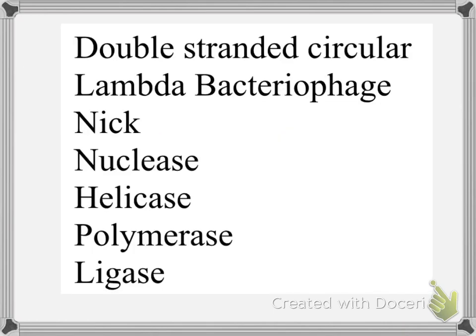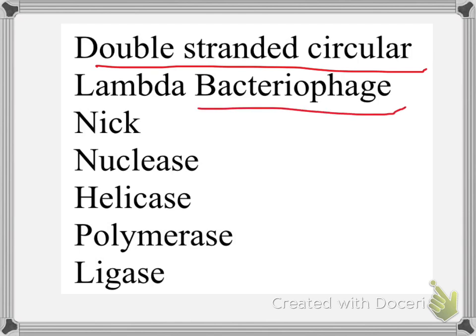It occurs in double-stranded circular DNA. It mainly occurs in bacteriophages, for example, lambda bacteriophage. There are many steps for this replication.